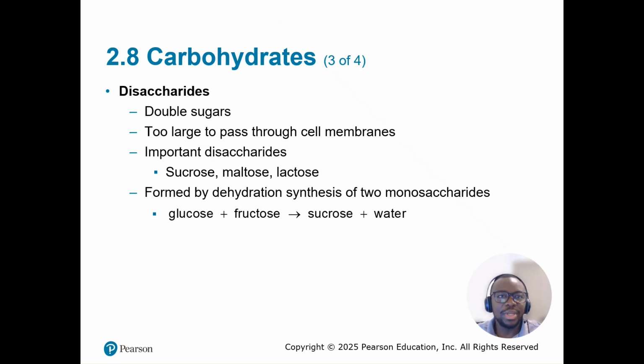Next, we review disaccharides. A disaccharide or double sugar is formed when two monosaccharides are joined by dehydration synthesis. In this synthesis reaction, a water molecule is lost as the bonds are made. Disaccharides are too large to pass through the cell membrane and must be hydrolyzed to monosaccharides. Important disaccharides include sucrose, maltose, and lactose.